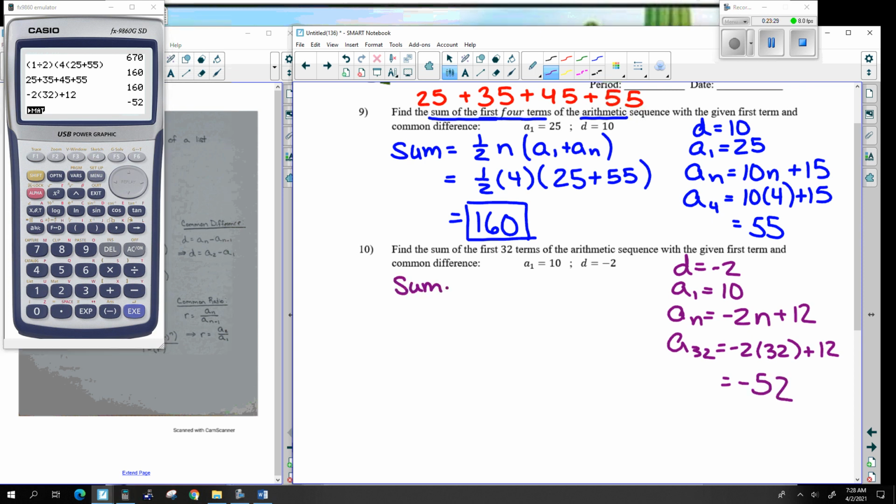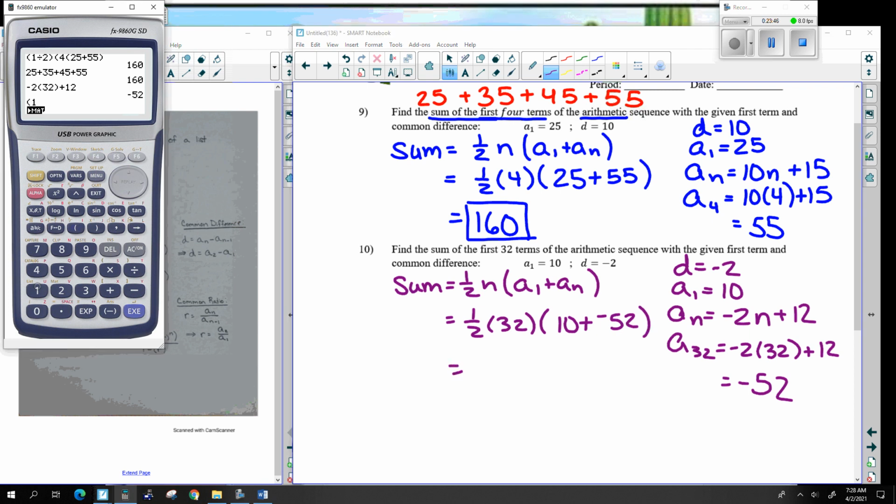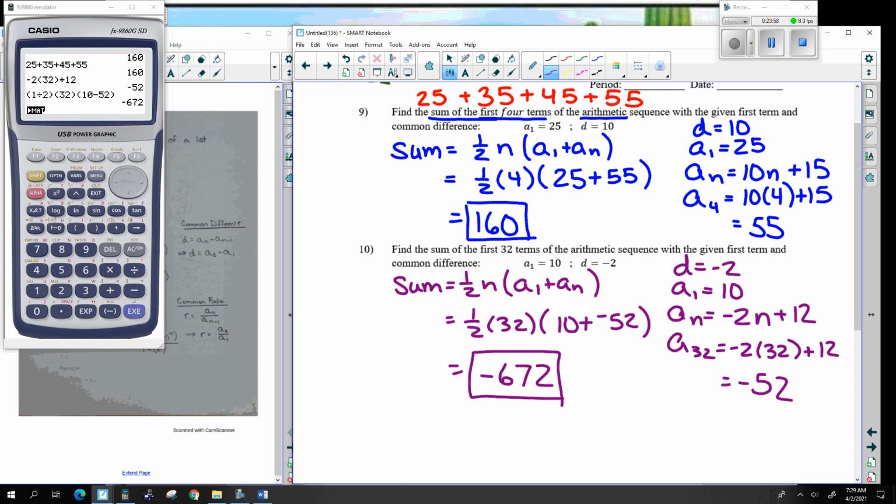Okay, so the sum of 32 terms is the first number plus the last number. There it is.